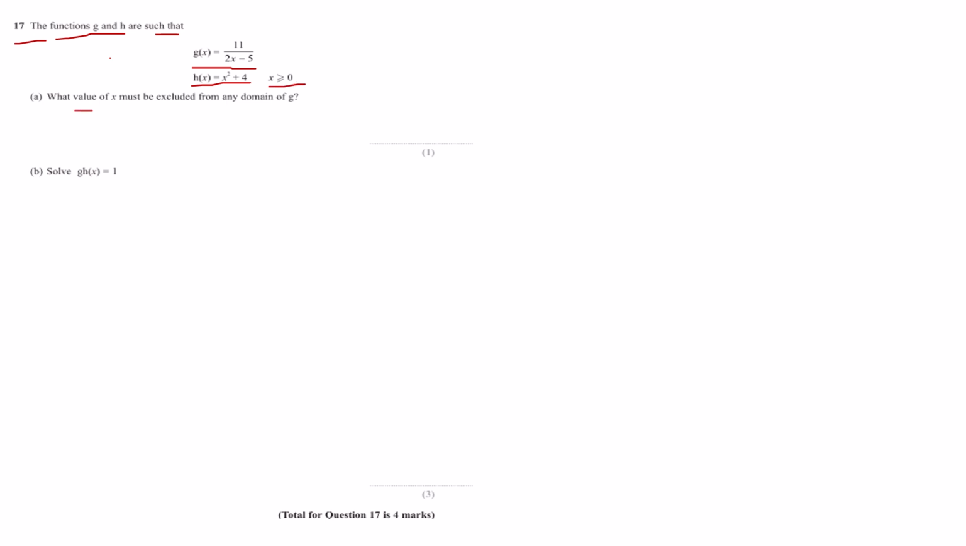What value of x must be excluded from any domain of g? Well, that's when the denominator is equal to 0, so it's when 2x minus 5 equals 0. Okay, I'm going to add 5 and then divide by 2. When I do that, we get x is 5 halves or 2.5. The reason for that, guys, is because obviously I can't divide by 0 in maths. Okay, obviously it becomes math error. It's not possible. Okay, I can't do 11 divided by 0 because there's no actual value.